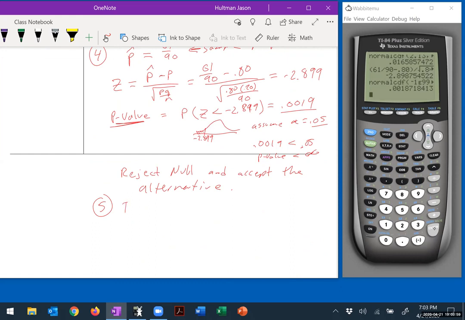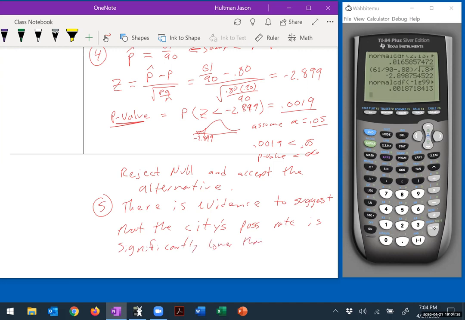So we say there is evidence to suggest that the city's pass rate is significantly lower than 80%. That's our conclusion. That's our answer.